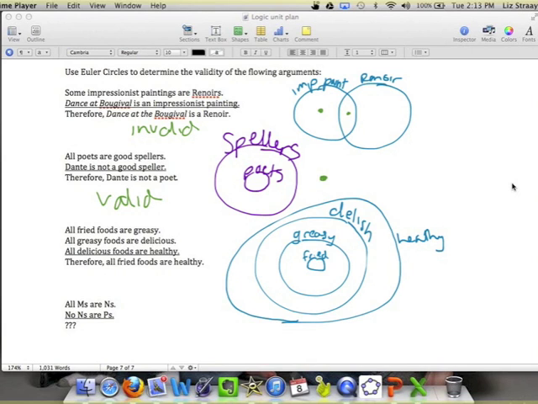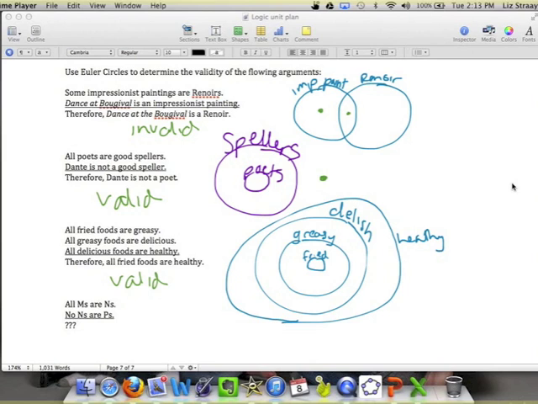Yes, the premises here are not necessarily true, but given these premises, then we wonder, can we conclude all fried foods are healthy? Yeah. We can conclude that fried foods are completely contained within healthy. The argument is valid, but there's still a flaw because the premises aren't true. So given these premises, the conclusion is logical, but somebody has a false premise in here because all delicious foods are not healthy. Where does the dot go?